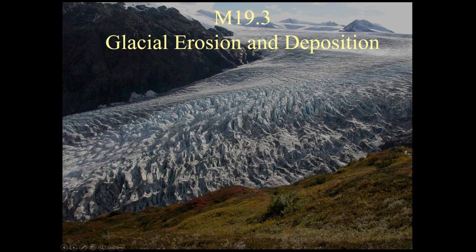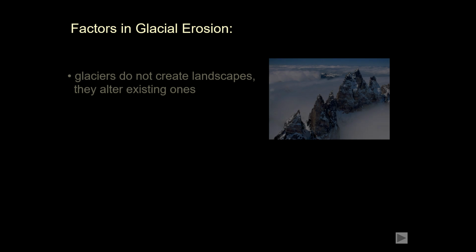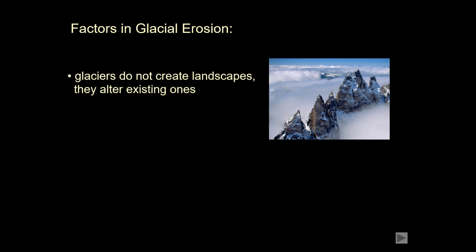In this third video from Module 19, we consider glacial erosion and deposition. Well, we'll start off with some factors in glacial erosion. First thing we can say, and I like to say this a lot when I talk about glaciers: glaciers don't create landscapes. They alter existing ones.